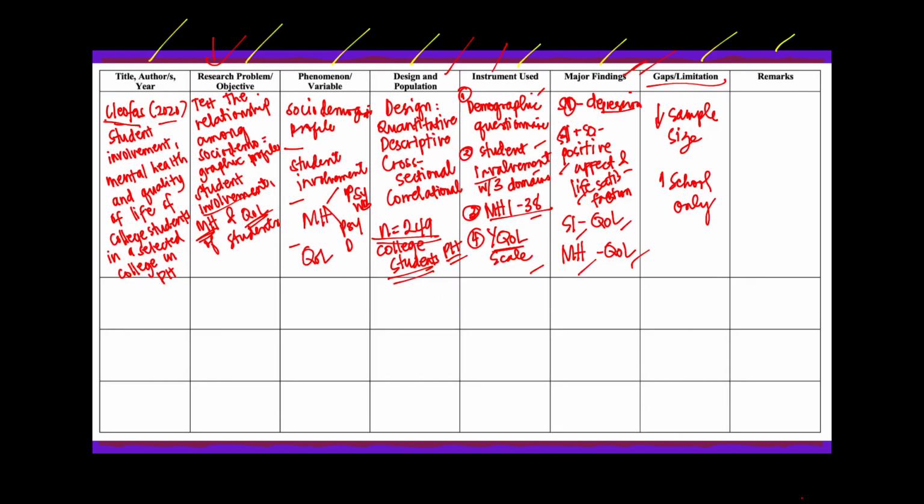So there you go. Here are the gaps and limits. Again, in the matrix, it has to be narrative or bullets. It's just that we have a limited space in this slide, so I cannot really put everything. So: low sample size and one school only. Right. So the remarks are basically, what do these things that you have found for this specific study, how can this help you in your current study? So probably, because this paper only included one school, we will do more schools for the present study.